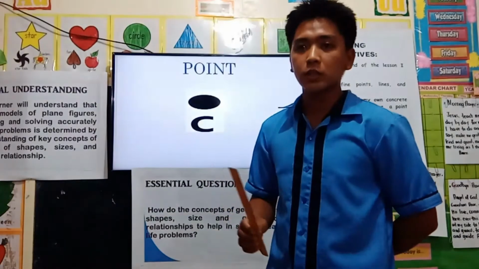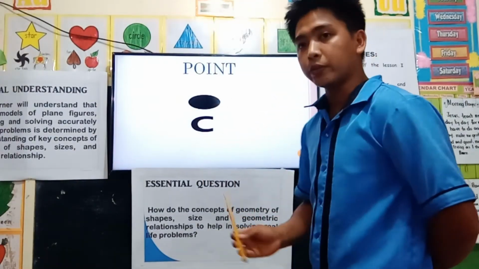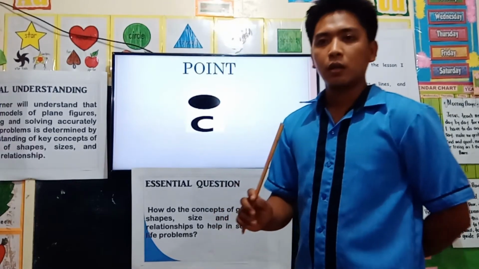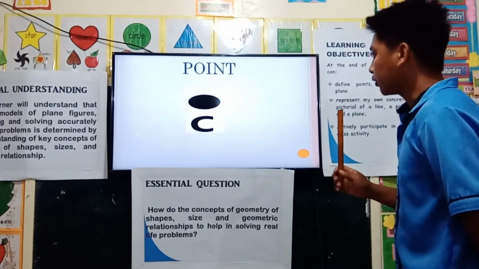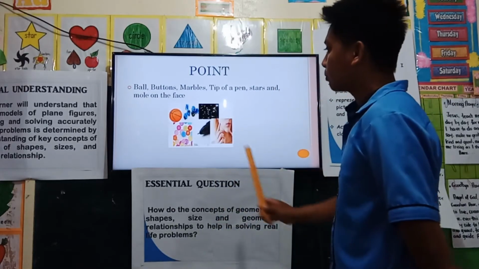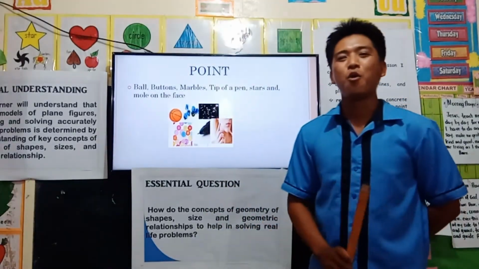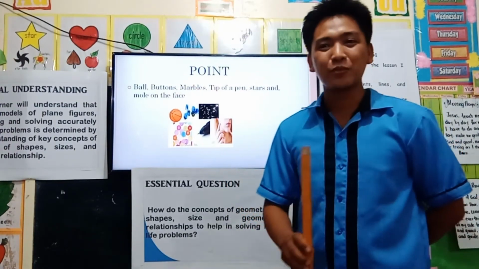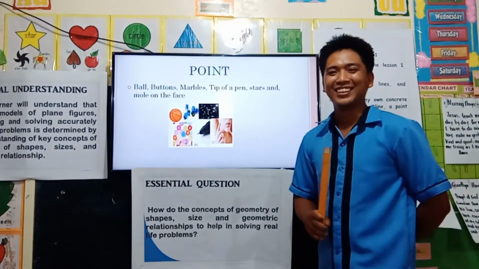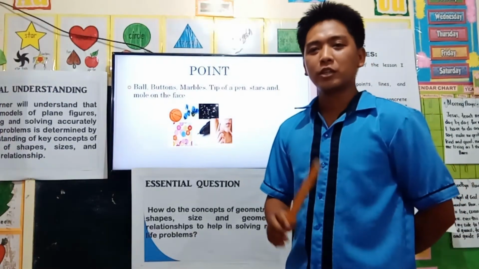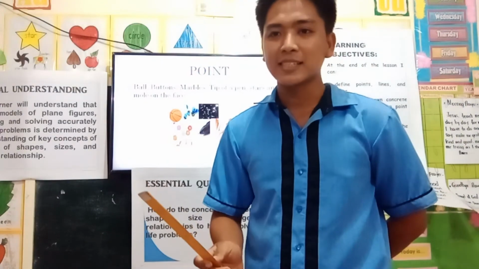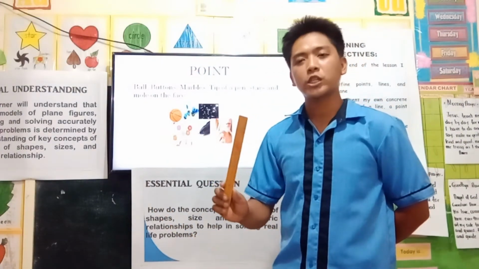So who can give an object that can represent a point? Very good. I have here other examples that represent a point, like ball, buttons, marbles, keyhole, stars, mole on the face. Who among you have a mole on the face? Okay, thank you. These are some examples of a point. So class, do you understand now what a point is? Do you have any question about the point?